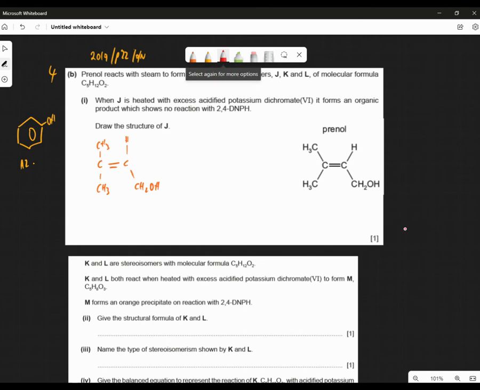And we're reacting with steam. So let's get my steam here. Steam is H and OH. Now, I'm assuming what happens here is the H goes on one side and the OH goes on the other side. So my first guess at this is going to be this. I'm going to put the OH on here, and I'm going to put the H on here. I don't know which isomer this is, but I'm going to guess it's one of them.